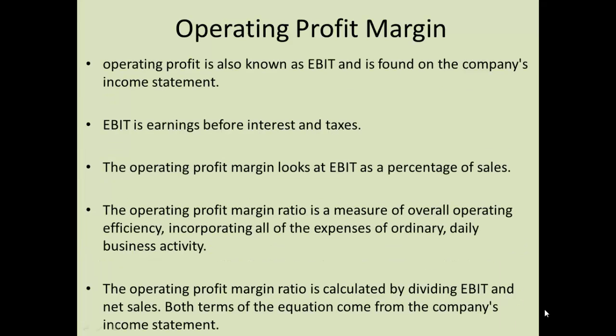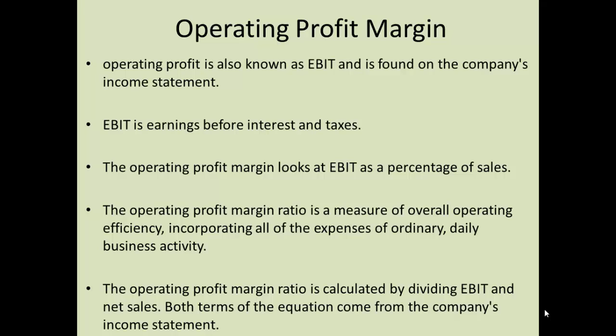The second one is operating profit margin. Operating profit is also known as EBIT and is found on the company income statement. EBIT is earning before interest and tax. The operating profit margin looks at EBIT as a percentage of sales.